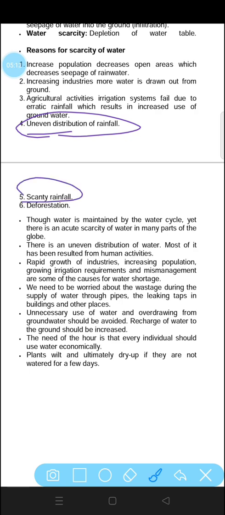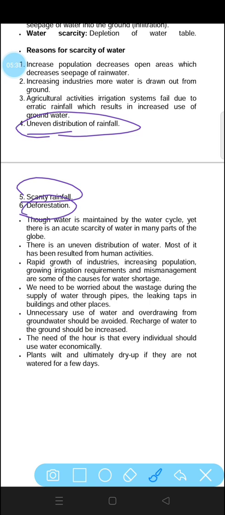After that, scanty rainfall. The rainfall occurs very rarely, so only the rainfall water that we are getting seeps into the ground to increase the groundwater level, and we are using much more water as compared to the water which is seeping into the ground. So that is why groundwater is depleting.